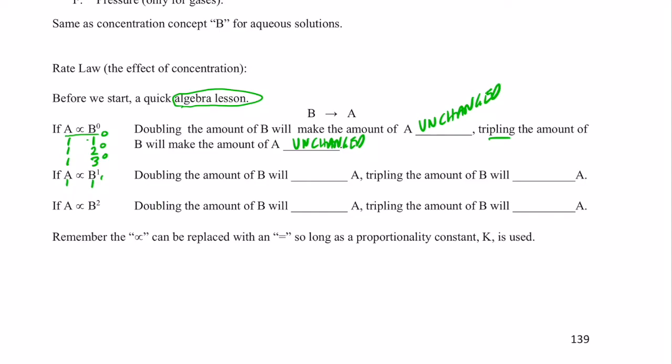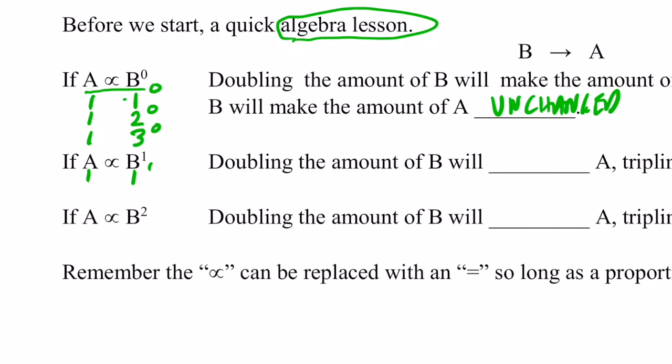Let's double B. So now it's 2 to the first power. A is now 2. Let's triple B. So we'll go from 1 to 3 to the first power. A is now 3. What if I 7-tupled B? 7 to the first power, A would be 7. So whatever I do to B, the exact same thing happens to A.